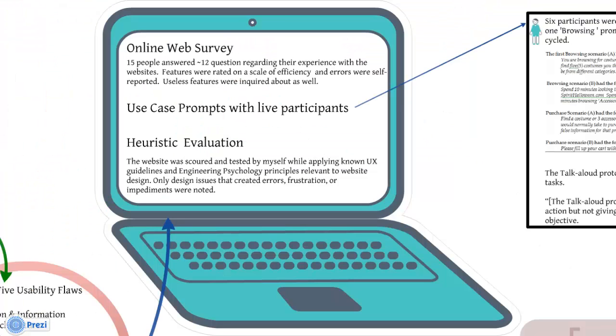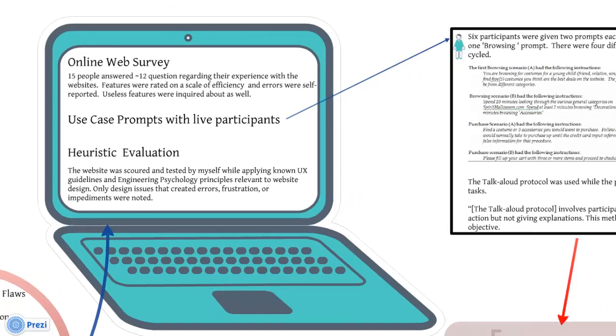I put an online web survey out to fellow friends, peers, and adults that use the website and asked them a series of questions related to errors they had while using the website, as well as the efficiency of certain features. They also had an input box where they could write their own comments about different aspects of the website. I also had 6 participants use the website while in front of me for an average of around 10 minutes with specific prompts. At the end, I also did my own heuristic evaluation, applying user experience and human factor guidelines, as well as principles from engineering psychology.